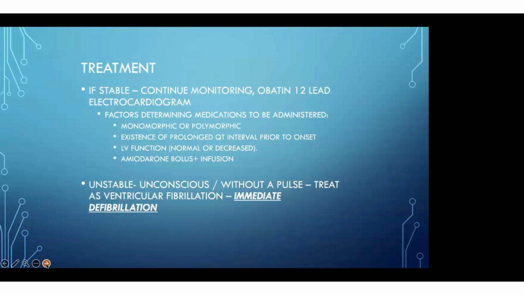So the treatment, if stable: continue monitoring, obtain a tolerable ECG, and determine the medication to be administered based on monomorphic or polymorphic, existence of prolonged QT interval prior to onset, and LV function, with an amiodarone bolus and infusion. Why monomorphic and polymorphic? Monomorphic we have seen just now. Next we will see polymorphic VT.